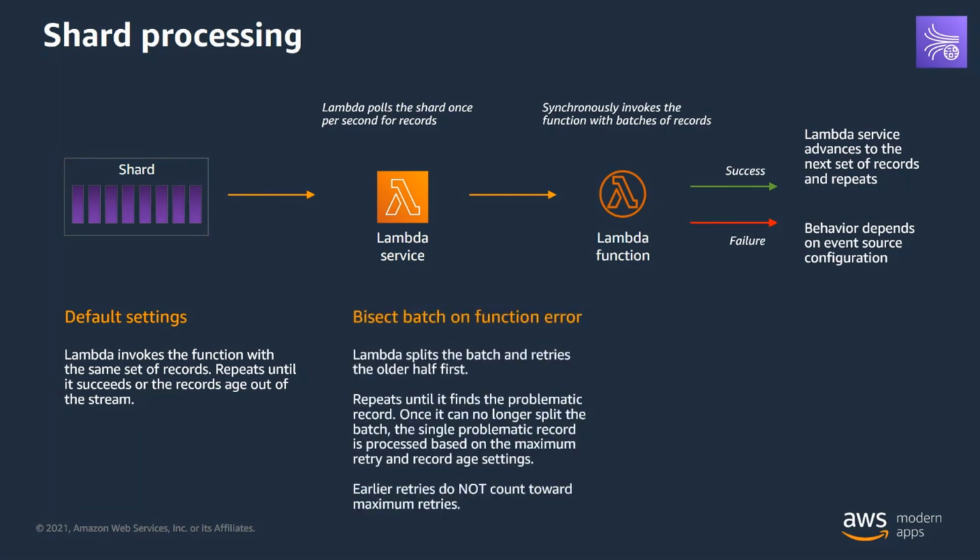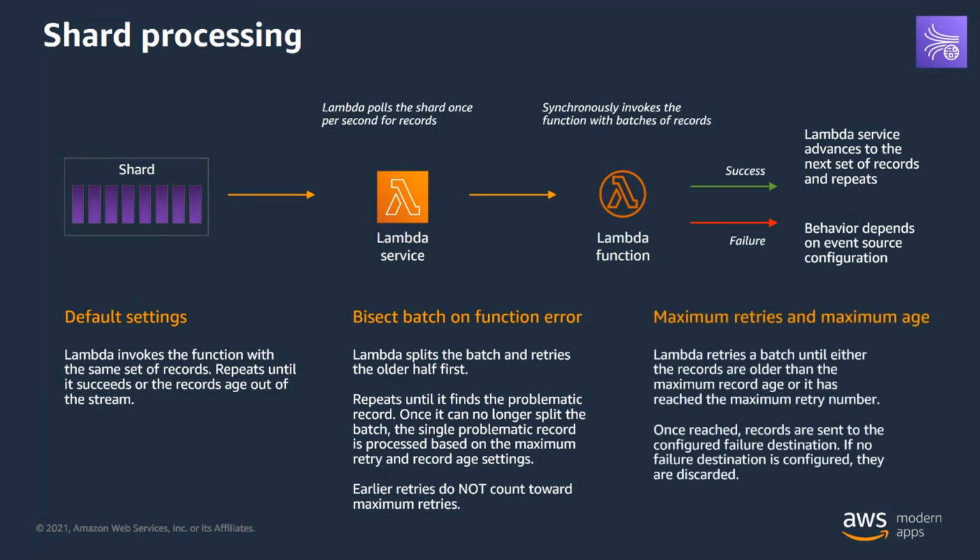This may not be ideal for large batches, so you can also use the bisect batch on function error feature. In a batch processing failure, this will often be caused by a single record, and this feature helps find that record. Using this, Lambda splits the batch into two, retrying the oldest half of the records first. This splitting process is repeated recursively until it finds the one record that's causing the failure. The other batches process successfully. The batch with one record is retried until successful, respecting the maximum number of retries and record age in the stream. In this case, earlier retries do not count towards the maximum retries.